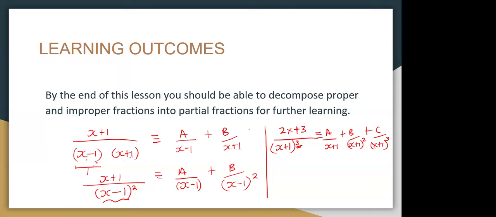So it means that if I have 3, I write my partial 3 times. I will divide my proper fraction into 3 times. In case the power down is, let me say, x plus 1 to the power 4, it means that you're going to separate it 4 times. So you write a out of x plus 1 plus b out of x plus 1 squared plus c out of x plus 1 cubed plus d out of x plus 1 to the power 4. So that's how you expand it.